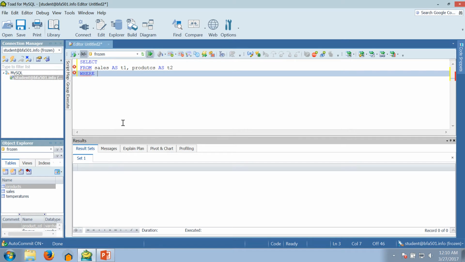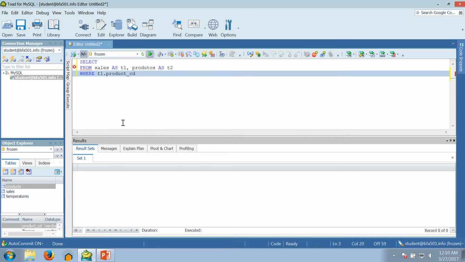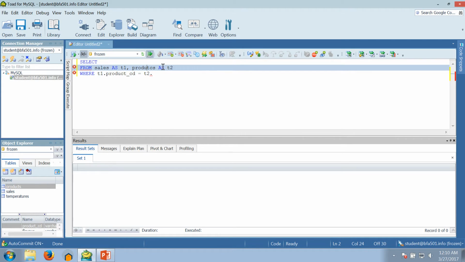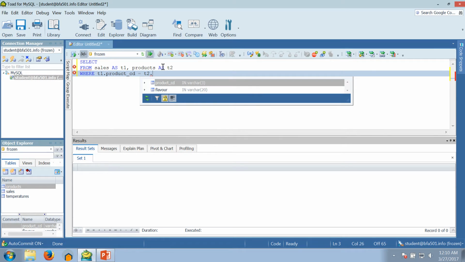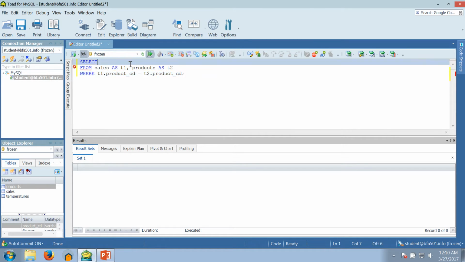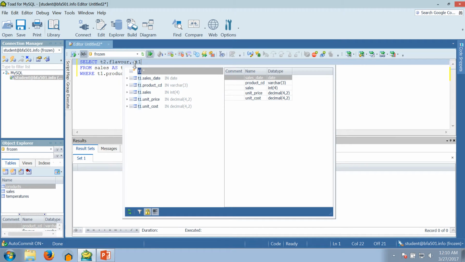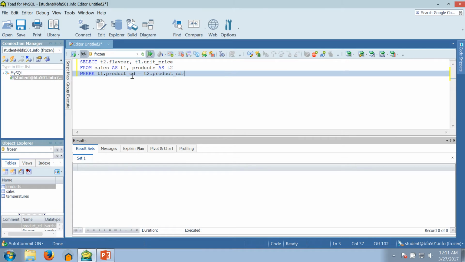Make sure we connect these two tables based on their similarity in a column. T1 will be connected with T2 based on product code, so where T1.product_code equals T2.product_code. Oh, hang on a second, I think I made a mistake here. Products, yes, T2.product_code. So we can get the flavor from T2.flavor, and the unit price comes from T1.unit_price.